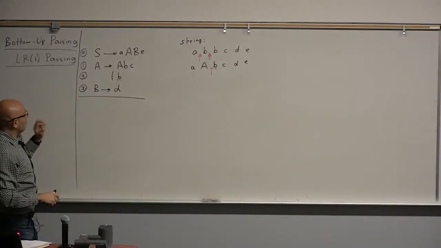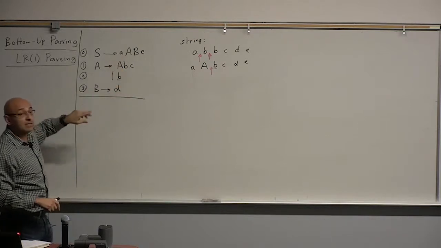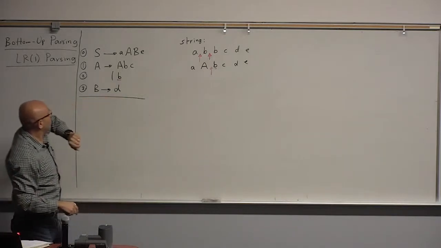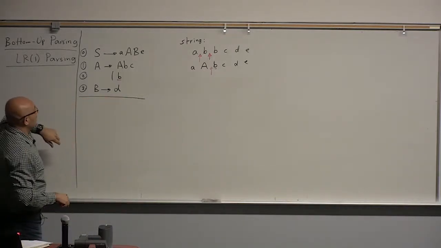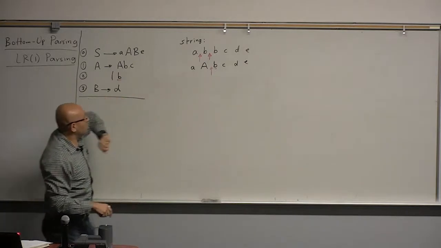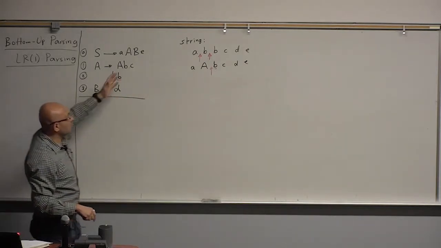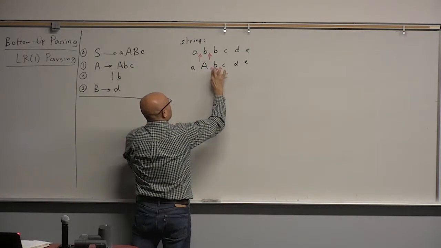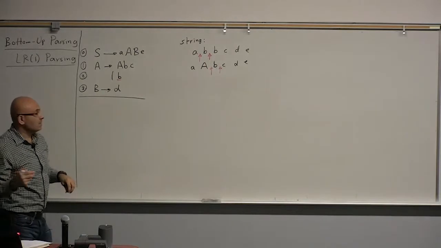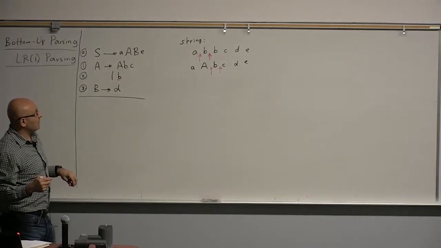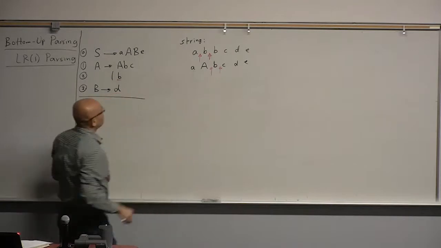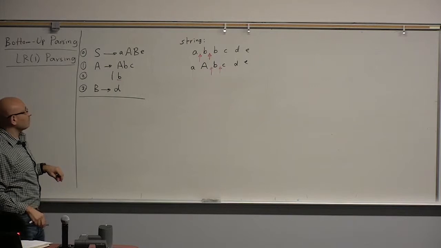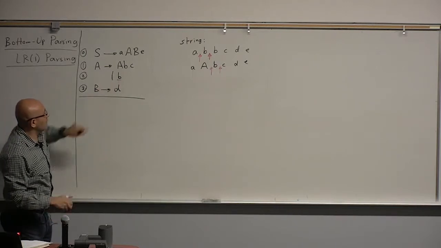Now, we look at the rules. Is there a rule that ends with an A? With this A? No, there is no rule that ends with this A. So we don't seem to have an opportunity for a reduction. So we shift again. So by shifting, we just move. We read one more symbol from the input. And now we have AB. Now, is there a rule that ends with a B? Yeah. So this ends with a B.